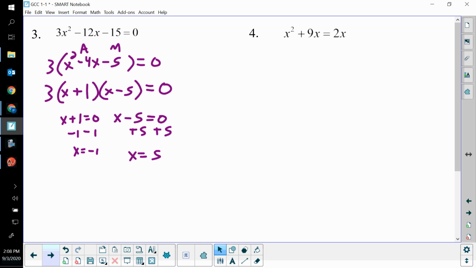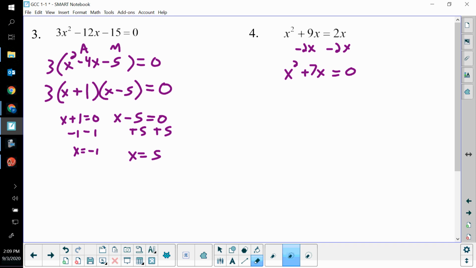So those first three were generous in that they already had the equation equal to 0 and were in standard form. The fourth one here does not have that. So we've got to subtract the 2x over, and we're going to rewrite it so it's in standard form with the biggest exponent. Oops, actually, we have like terms there. So 9x minus 2x would give us 7x. And this is now a greatest common factor case because there's no constant value. There's no number at the end without a variable.